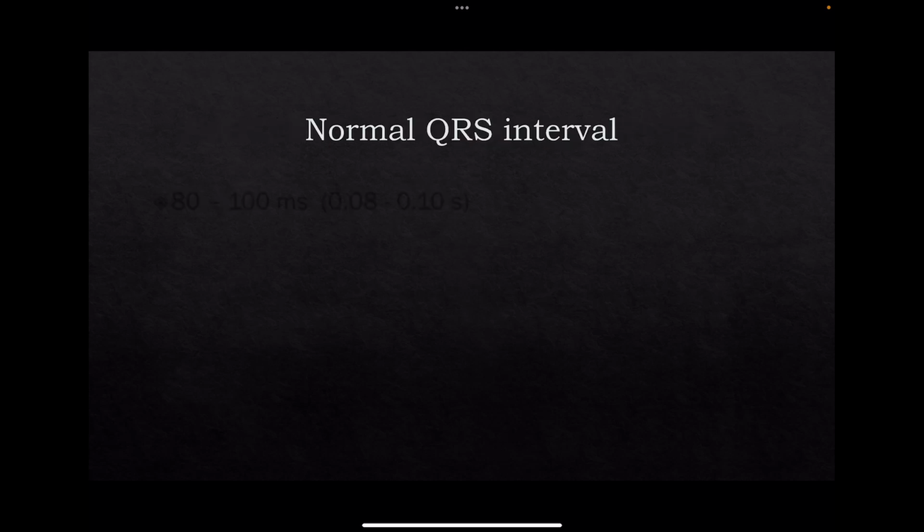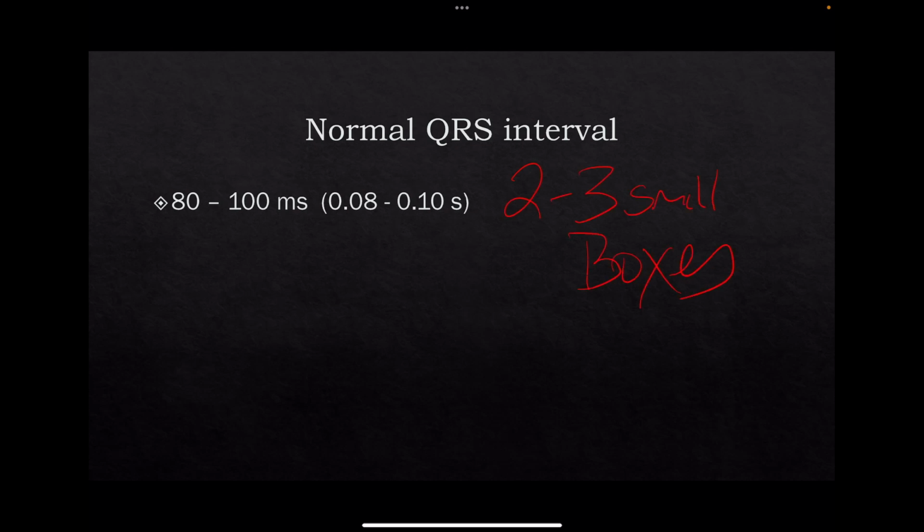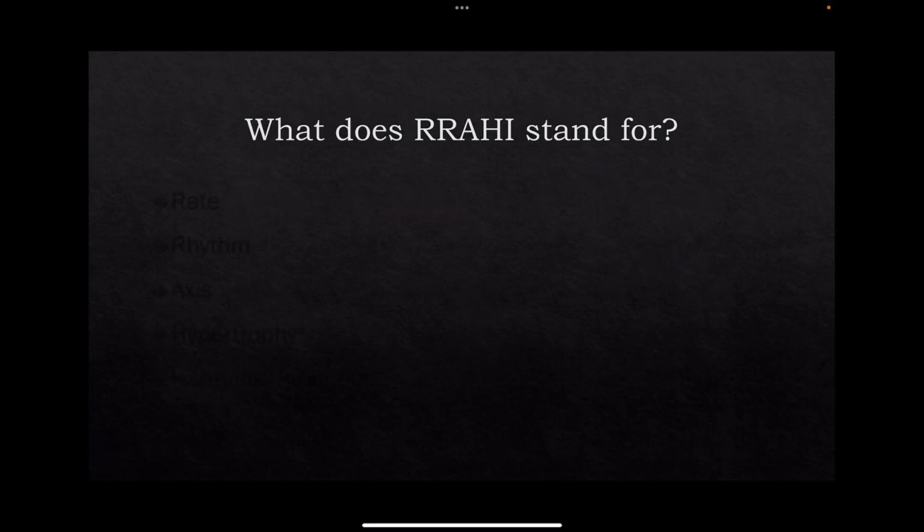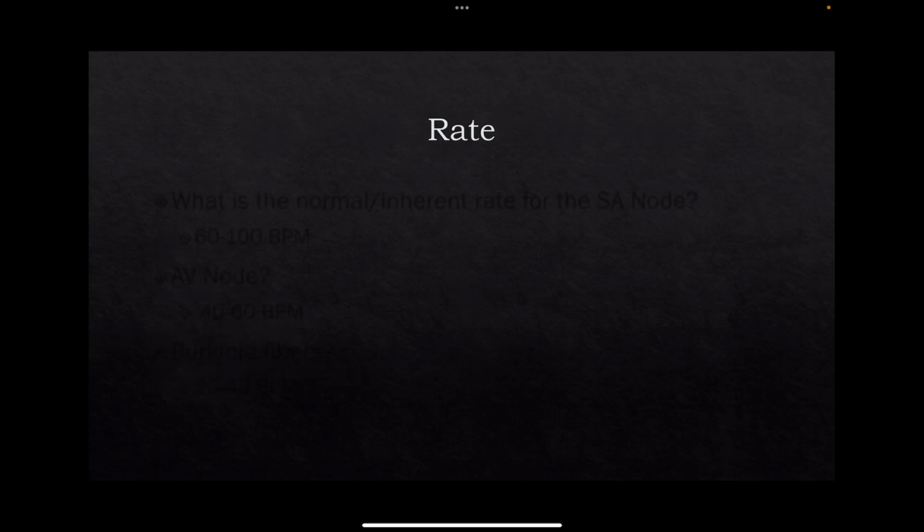Normal QRS interval. 80 to 100 milliseconds, or 0.08 to 0.1, or 2 to 3 small boxes. Okay, as long as that QRS complex is within 2 or 3 small little boxes, it's a normal QRS. And what does RAHI stand for? Rate, rhythm, axis, hypertrophy, injury, ischemia.